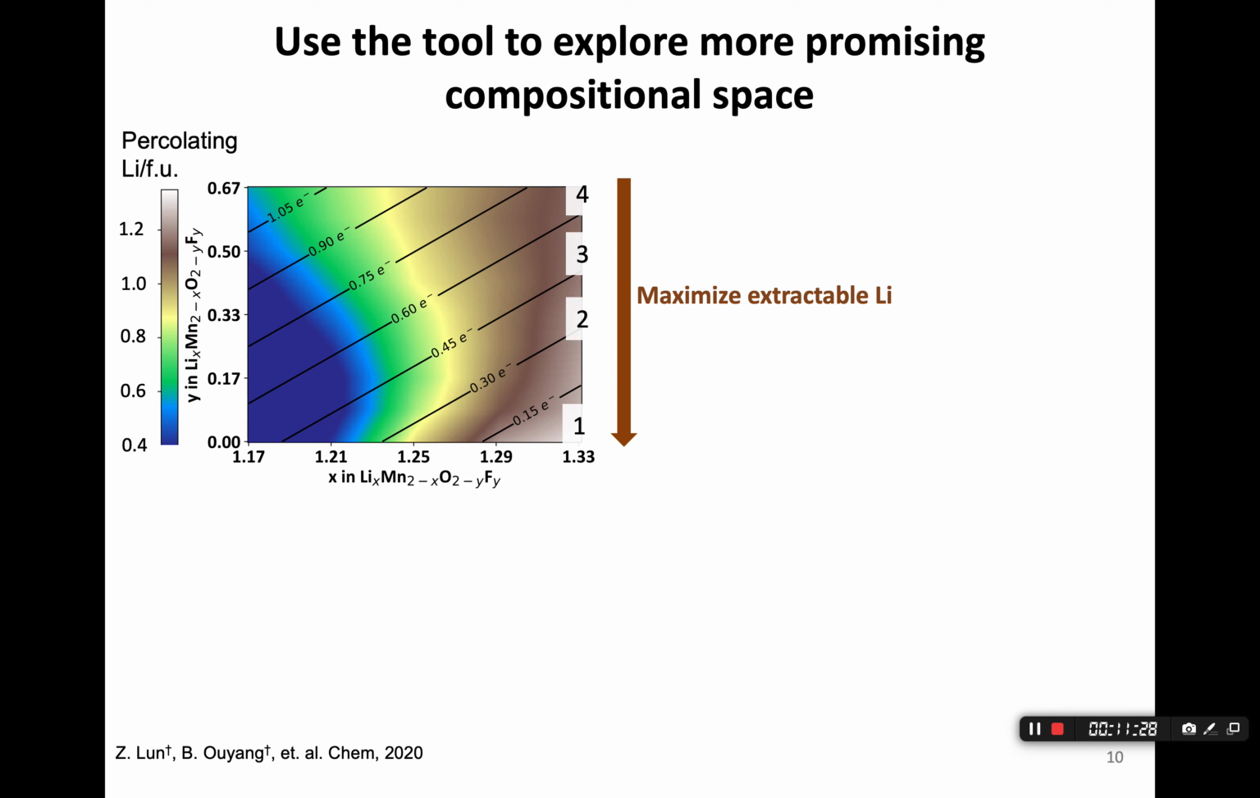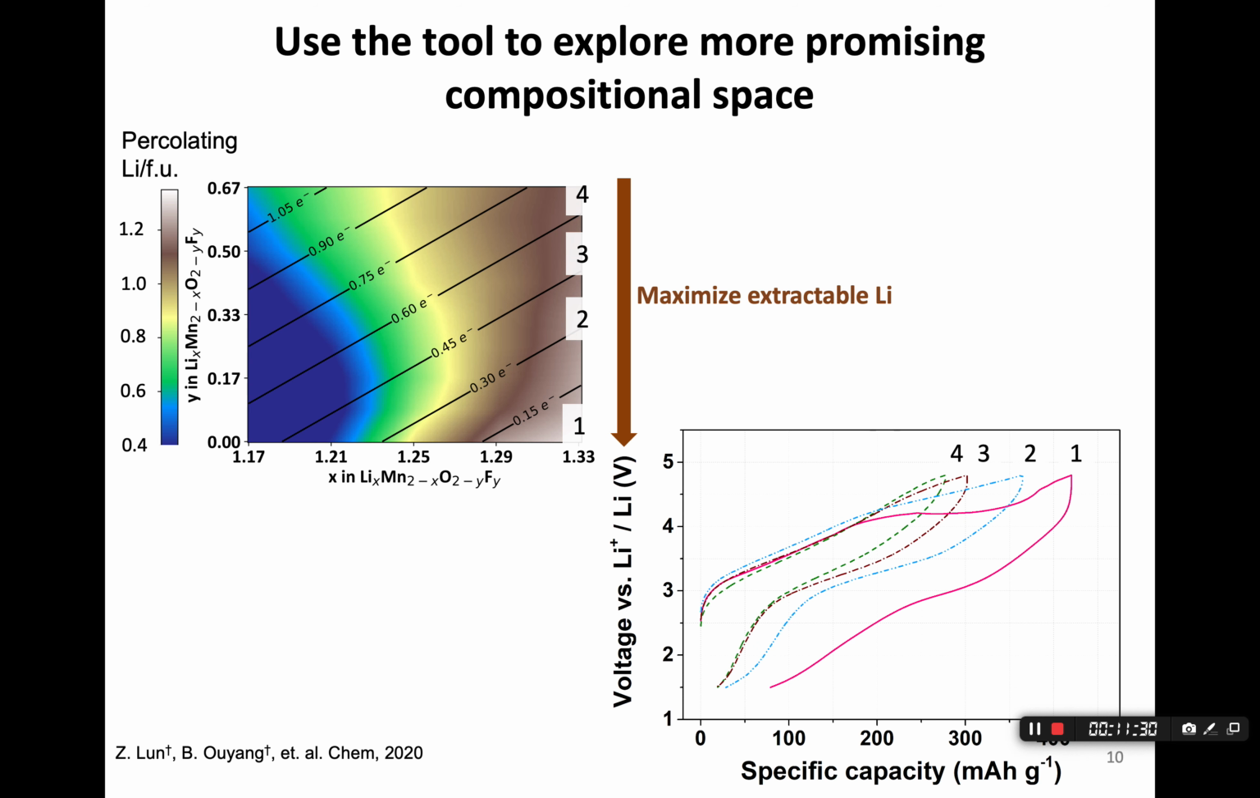So we actually confirmed that in experiment, and these four compositional points, I also marked in the experimental voltage curve here. It basically tells you that when you go from compound 1 to compound 4, you have a monotonic decrease of capacities, which is consistent with the fact that you're going to have less extractable lithium kinetically. But this is not the optimum option, right?